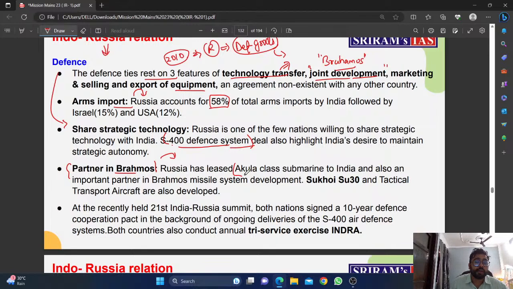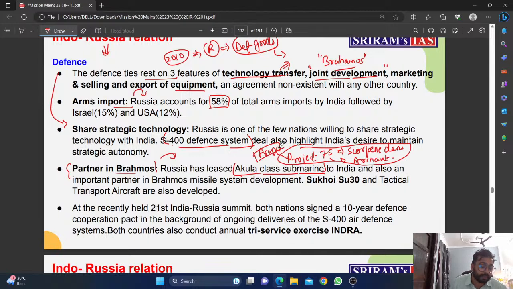Then Russia has leased the Akula class of submarines to India, and you will see that Project 75 of India is based on the Scorpion class, and the Akula class submarine is INS Arihant. So we have an engagement in these fields. However, in Project 75, Scorpion class, the contribution is much more from France. Okay. Then in the BrahMos missile system, which is the world's fastest supersonic cruise missile, both the countries have become partners.